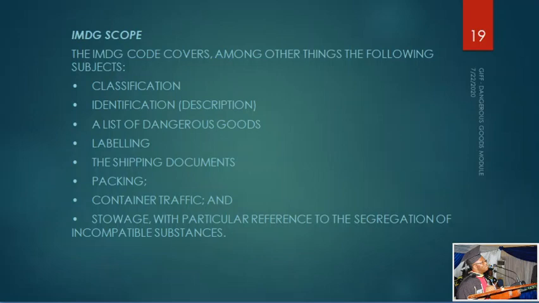So here, the IMDG Code covers, among other things, the following subjects: classification, like I told you earlier on; identification, that's the description; list of dangerous goods that are supposed to be found here; labeling, how to label them so that they can easily attract people for them to know that, look, these are dangerous goods. Then we have the shipping documents, how it is packaged, container traffic, and then storage with particular reference to the segregation of incompatible substances.